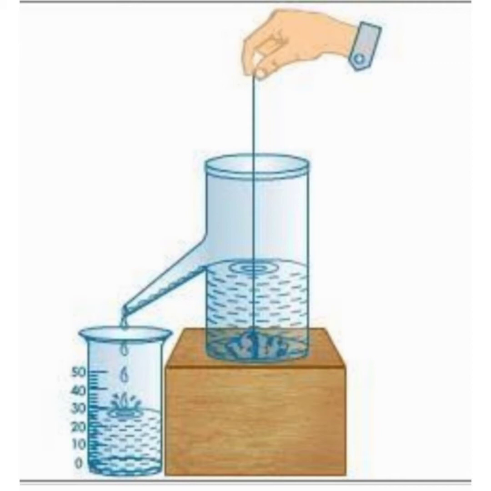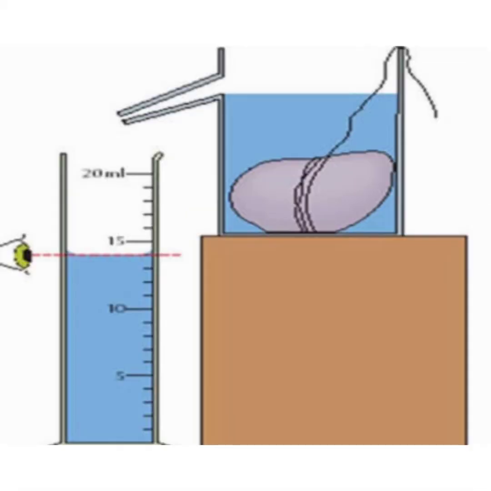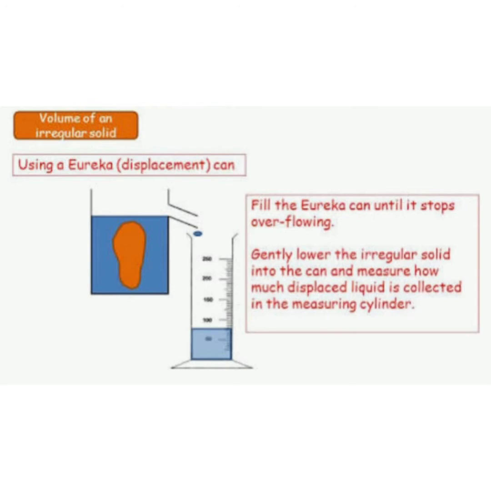Water will flow out of the can into the beaker. Now, the mass of the beaker is noted as m2. The mass of the water in the beaker will be m2 minus m1. m2 means the mass of the beaker filled with water. m1 means the mass of the empty beaker.